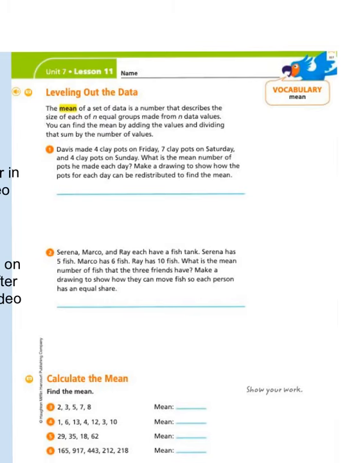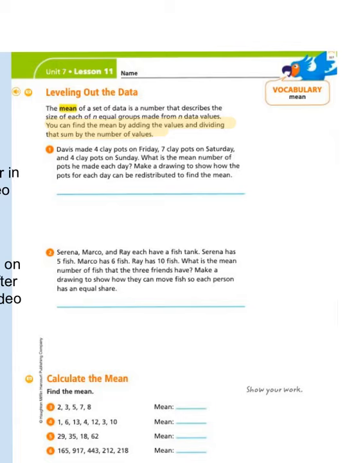Let's look at what they're asking us. The first part is a little confusing. It's called leveling out the data. We did some of this in an assessment earlier in the fall, but not much. The mean of a set of data is a number that describes the size of each of n equal groups made from n data values. You can find the mean by adding the values and dividing that sum by the number of values. The part that makes the most sense to me on this one is here: you can find the mean by adding the values and dividing that sum by the number of values.